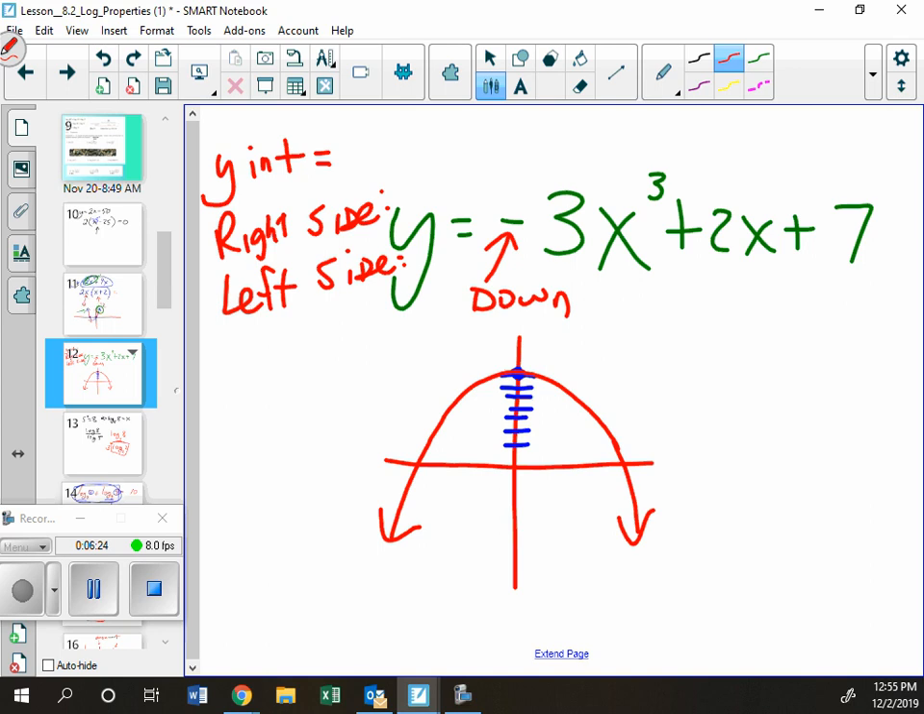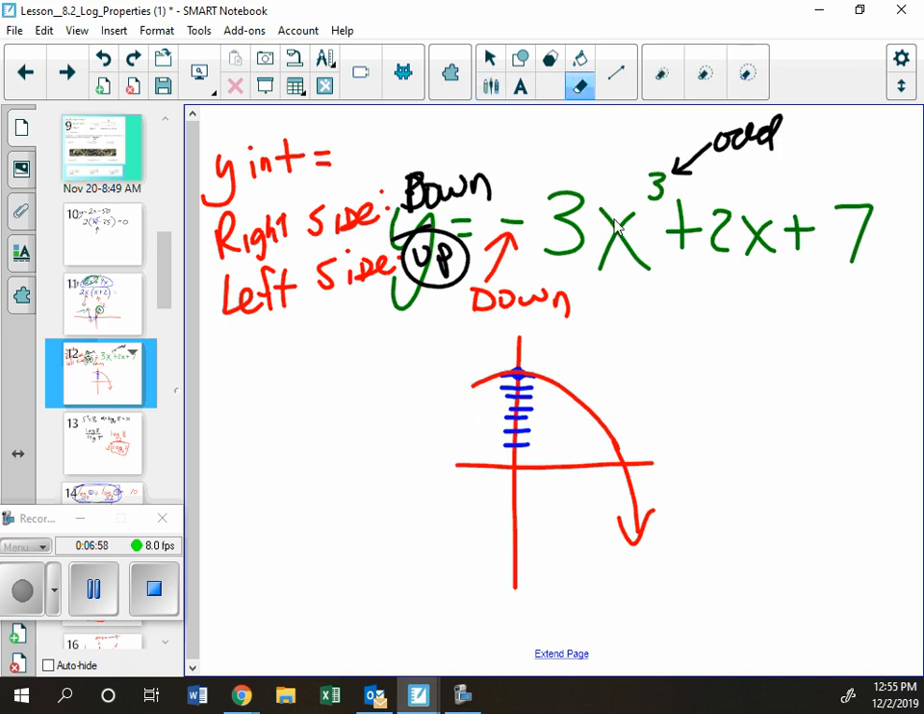So can I just go like this? What's wrong with that? Prove that that is not right, TT. How do you know it has to go up on the left side? The right side was down. How do you know that's opposite of that? All right, because it's an odd degree, therefore they are going to be different. If this is odd, the ends are going to be different. And so this can't be right. So I'm going to erase this, and I'm going to make it go up.